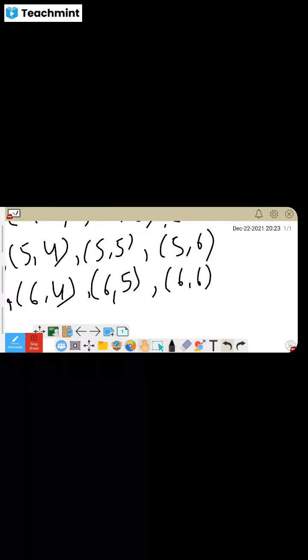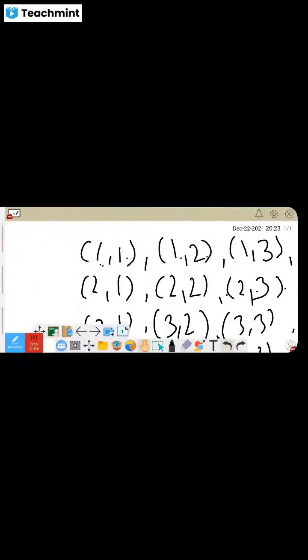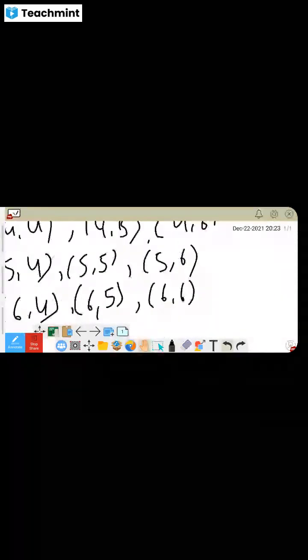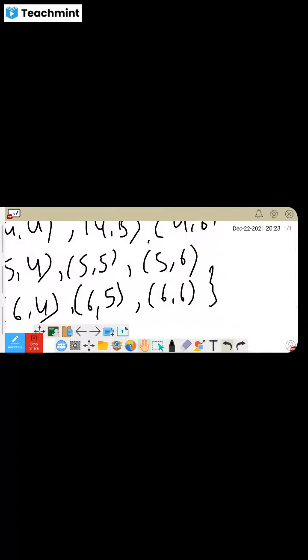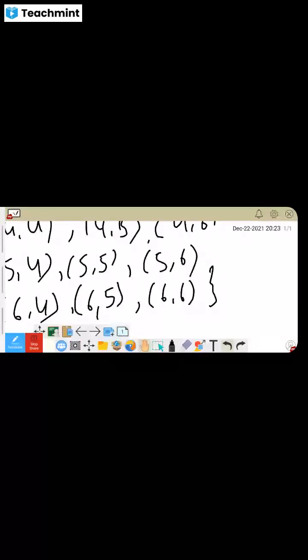So you have all these outcomes when we throw 2 dice together, and this is the sample space. There are 36 outcomes, as there are 6 rows and 6 columns. So total outcomes are 36.